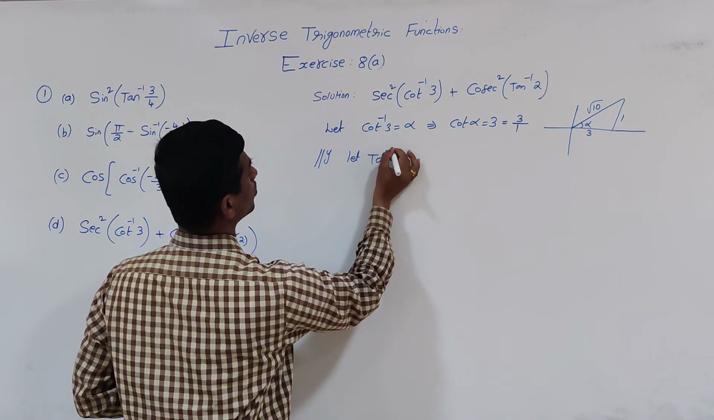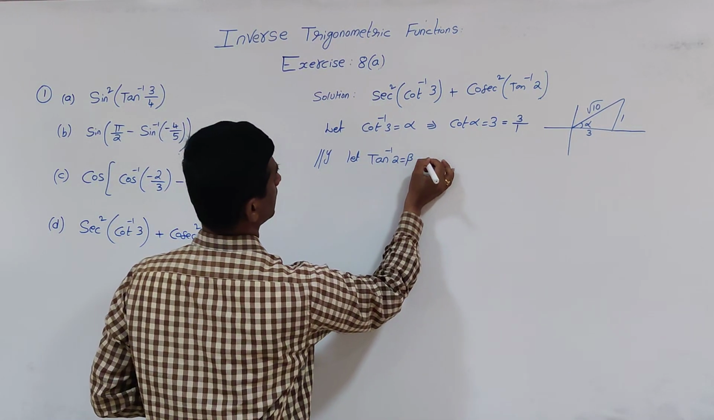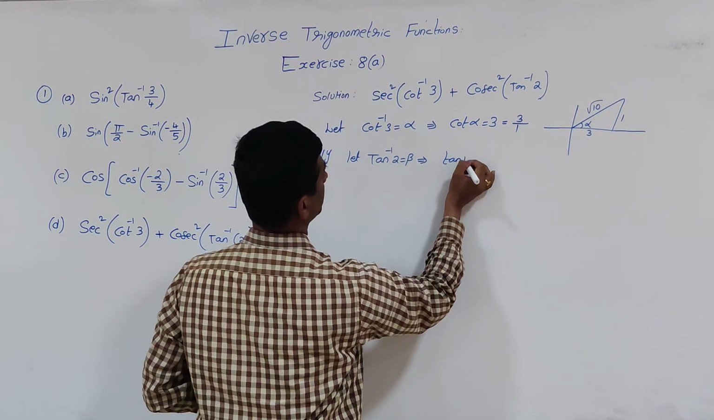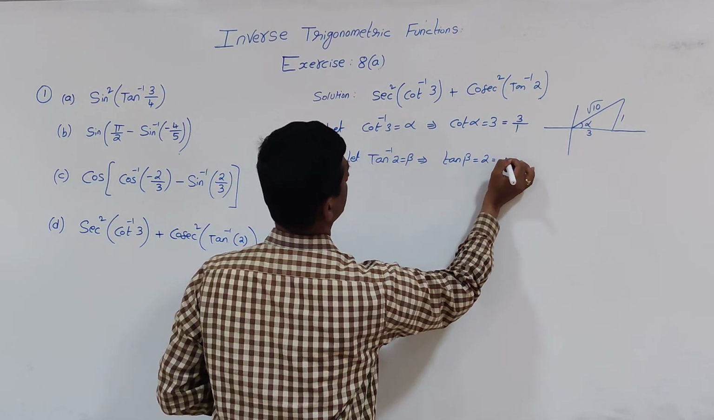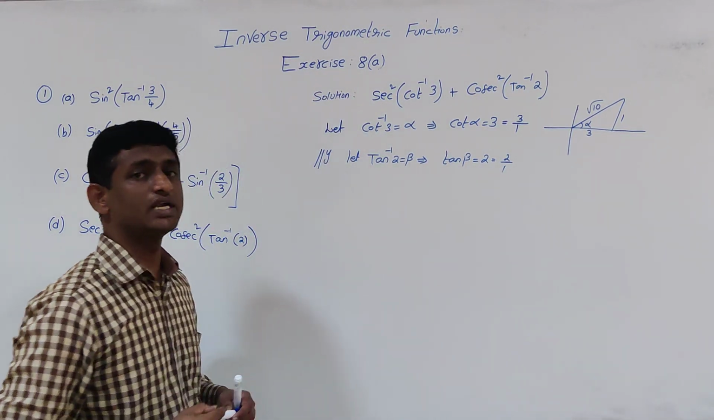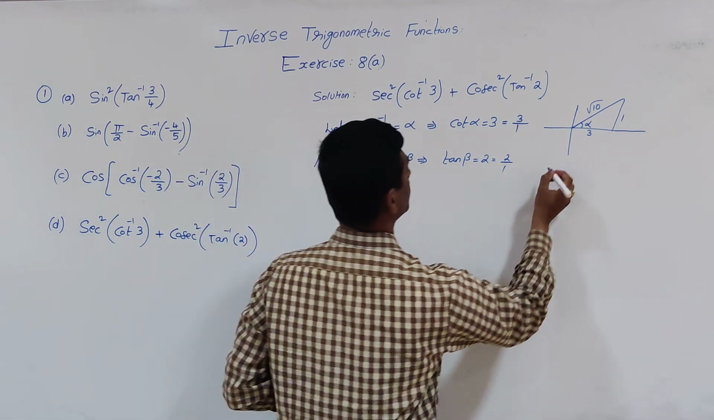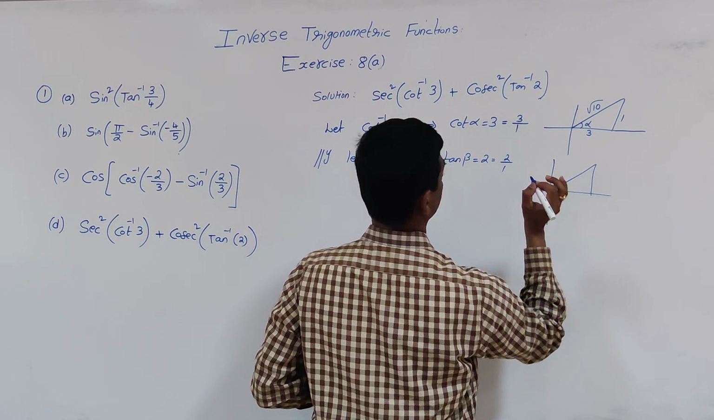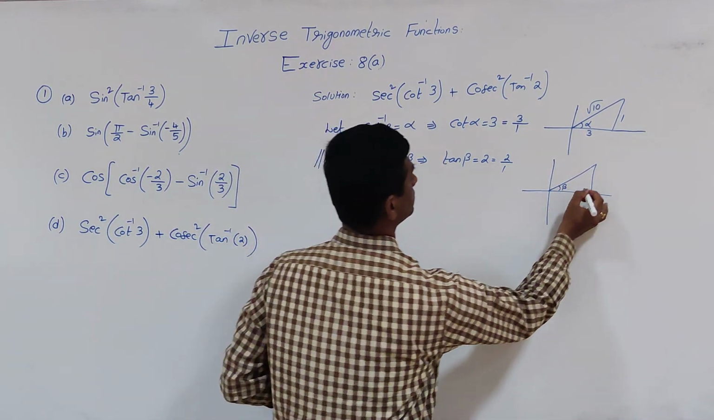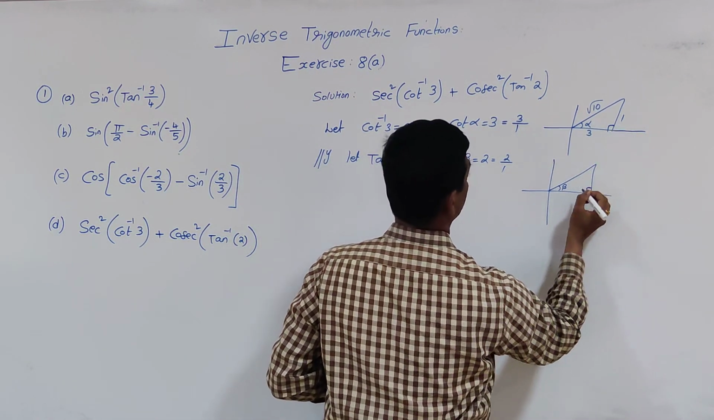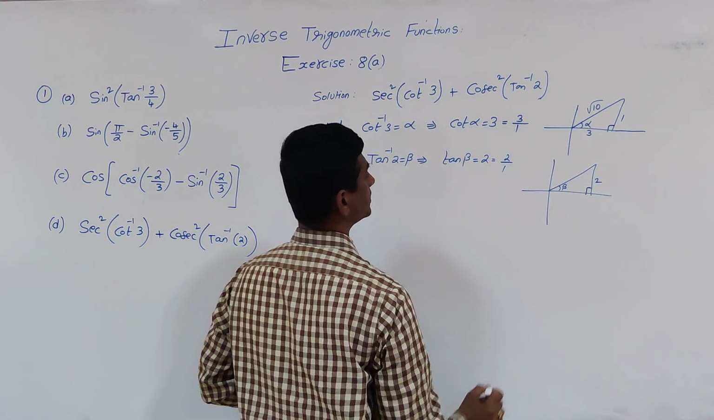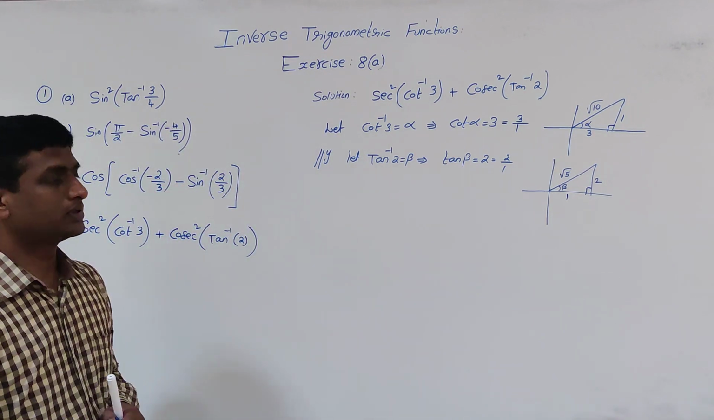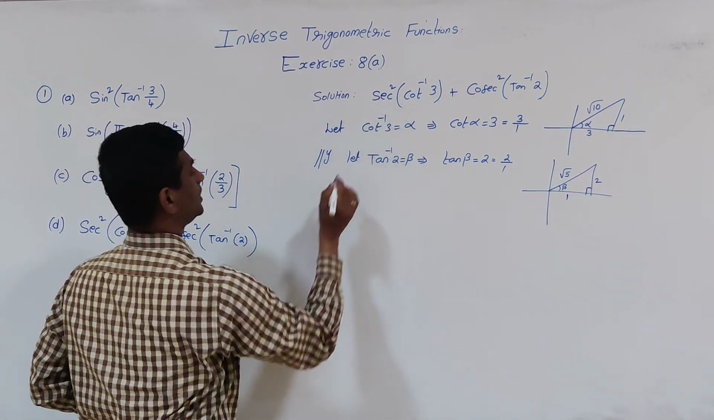Similarly, let tan inverse of 2 be beta, which implies tan beta is equal to 2, so we can write 2 by 1, opposite side by adjacent side. So go for one more right angle triangle for beta. Opposite side is 2, adjacent side is 1, and the hypotenuse will be root 5. Now the question is secant square.